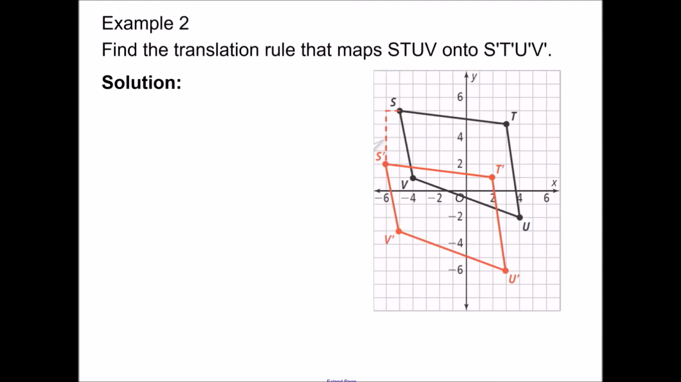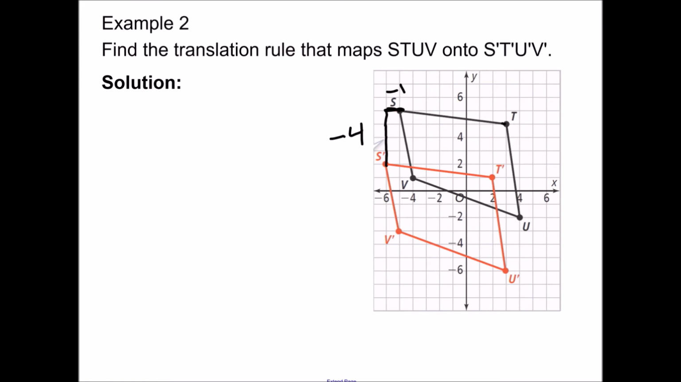Okay, so now let's look at another example. This time we want to find the translation rule that maps the quadrilateral STUV to the quadrilateral S prime, T prime, U prime, and V prime. Notice that going from S to S prime, you're going 1 unit to the left, which means that's a -1. And you're going 1, 2, 3, 4 units down, which means -4. Remember, up is positive, down is negative.